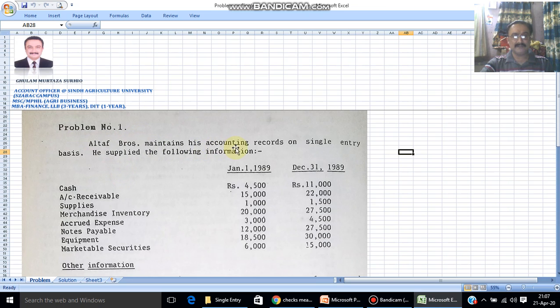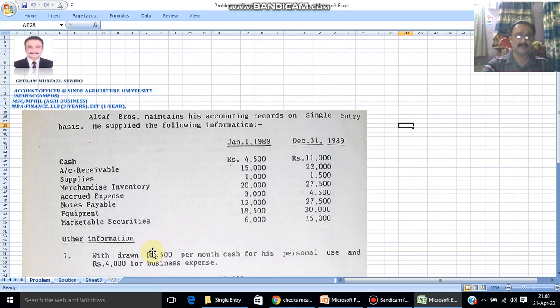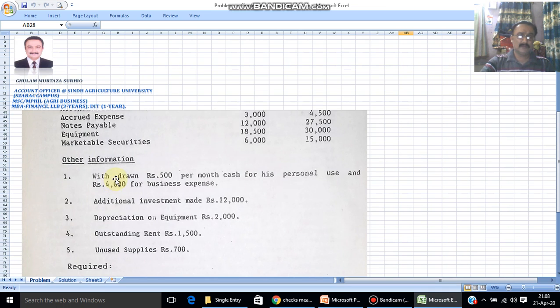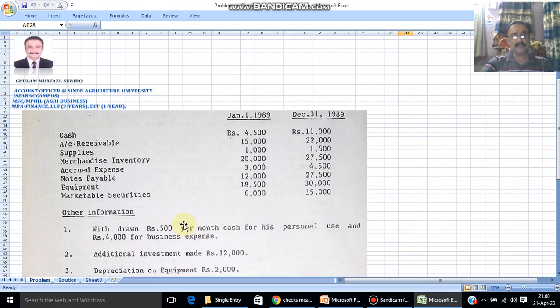Altaf Brothers maintains his accounting records on a single entry basis. He supplied the following information. We have the following information: cash, accounts receivable, supplies, merchandise, accrued expenses, notes payable, equipment, marketable securities. And other information is that some adjustments are there also. Withdrawn rupees 500 per month cash for his personal use and rupees 4000 for business expense. Additional investment, depreciation on equipment, outstanding rent, unused supplies.